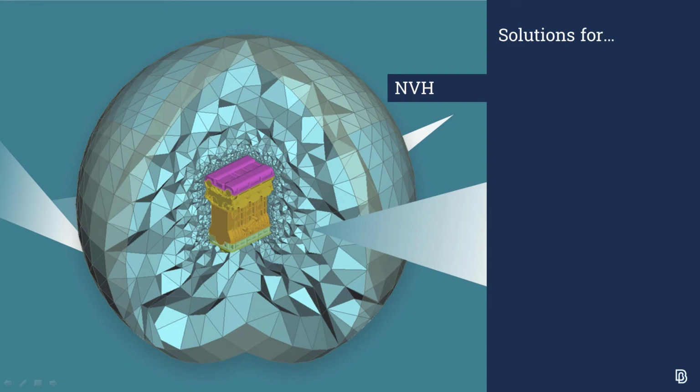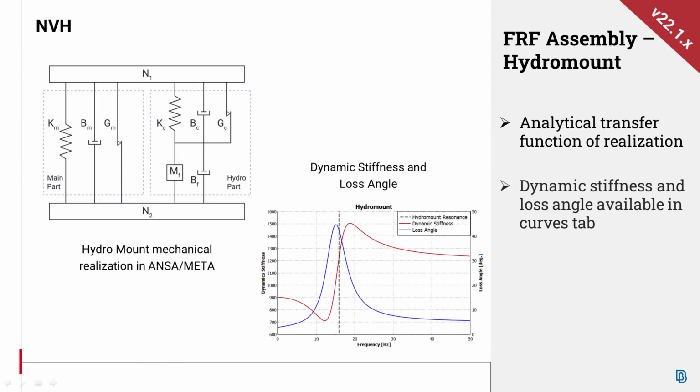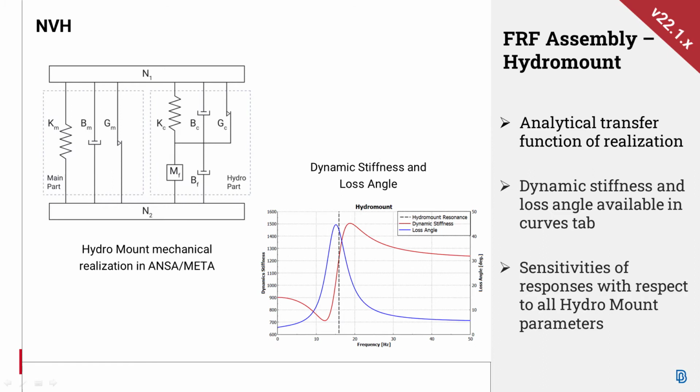Let's now proceed to the NVH discipline. Hydromounts are now available as connector types in FRF assembly. The analytical transfer function of the depicted realization is now taken into account. Curves for dynamic stiffness and loss angle are available in the Curves tab. Sensitivities of responses with respect to all hydromount parameters can be requested.